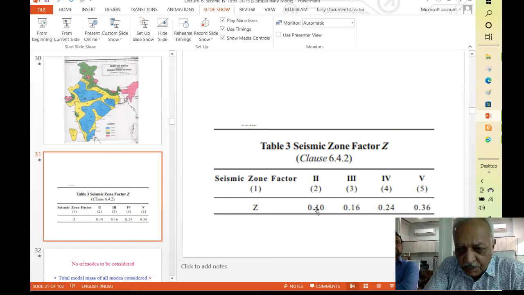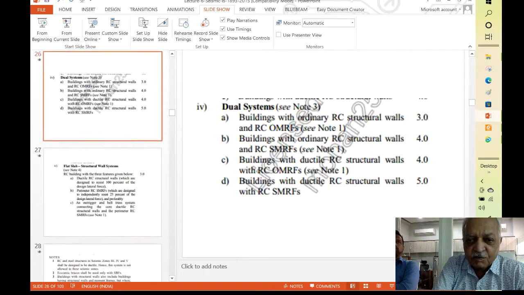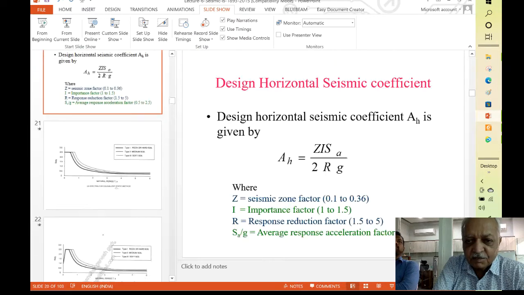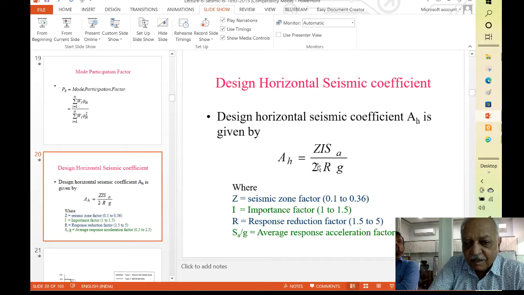For zone 2 it is 0.1, and for zone 5, where large earthquakes have occurred in the past, the value is 0.36, which means compared to zone 2, the seismic force, everything else remaining the same, will be 3.6 times larger for that zone, while otherwise it will be less and less. Because if you see the formula for calculating the seismic force, Z is a direct multiplier. So as soon as you get Z as 0.1, the force is 0.1 times of the remaining. But if it is 0.36, then it is multiplied by that.